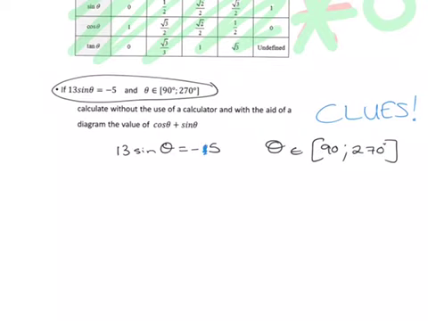Just cross it out. -5. So your clues. Let's get sine by itself. So sine theta is going to be equal to -5 over 13 if we bring that along. That is your first clue.